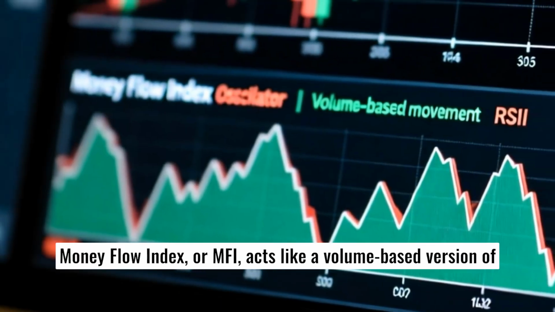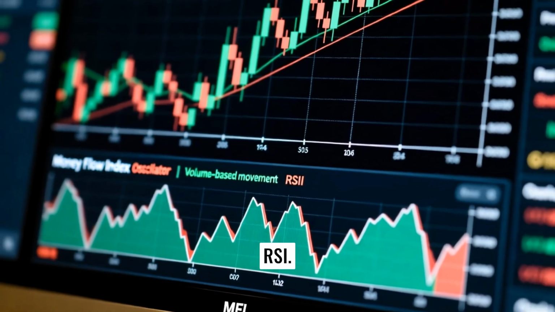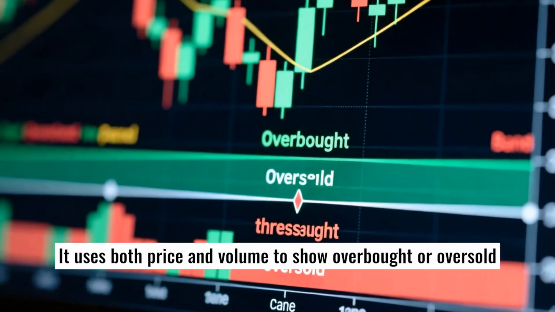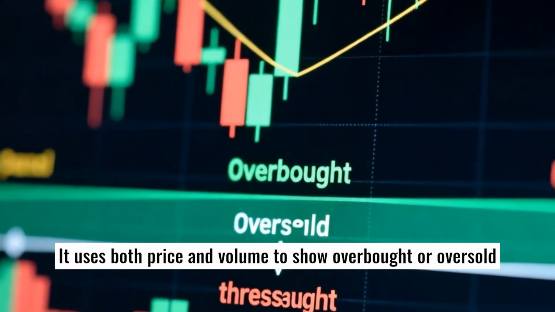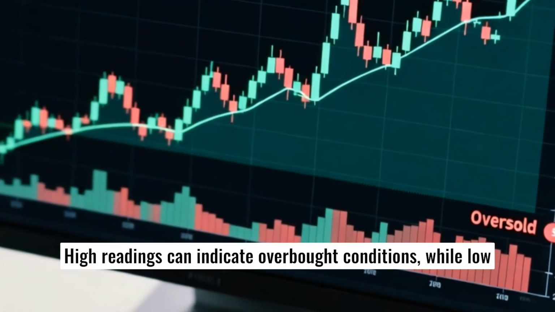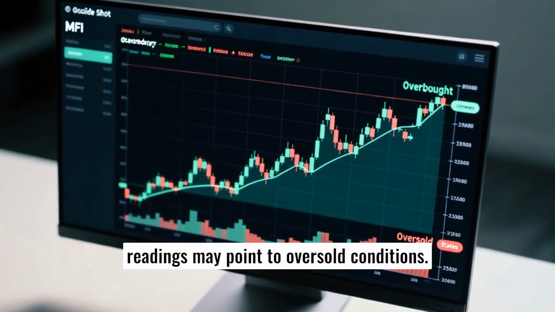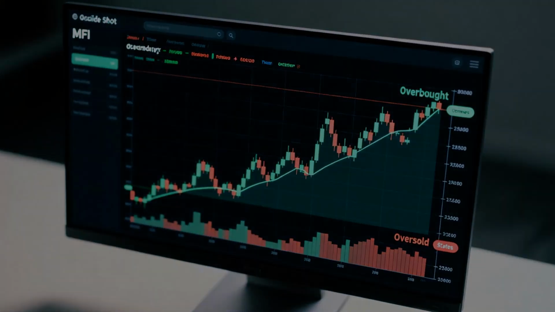Money Flow Index, or MFI, acts like a volume-based version of RSI. It uses both price and volume to show overbought or oversold conditions. High readings can indicate overbought conditions, while low readings may point to oversold conditions.